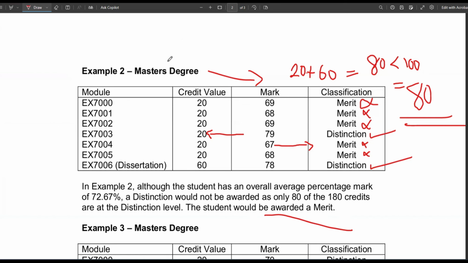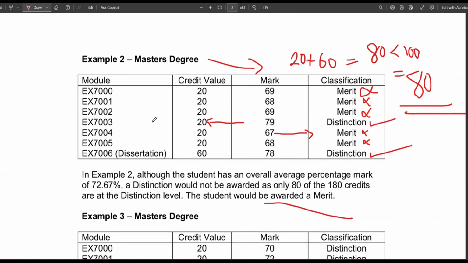So the summary of all this is that for you to graduate or be awarded a distinction, you need to have 100 credit value on distinction classifications in any of your modules, right? And for you to have a merit award for your master's degree in the UK, you need to have a minimum of 80 credit value, right? For you to be awarded a merit.